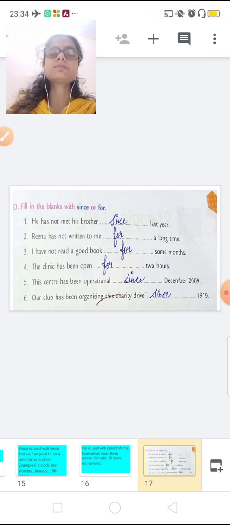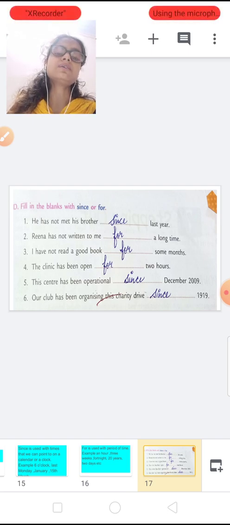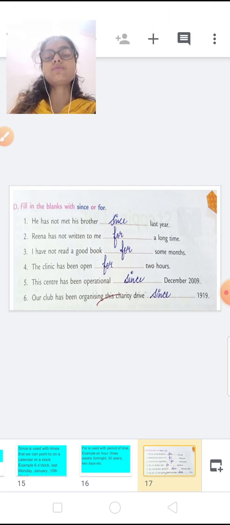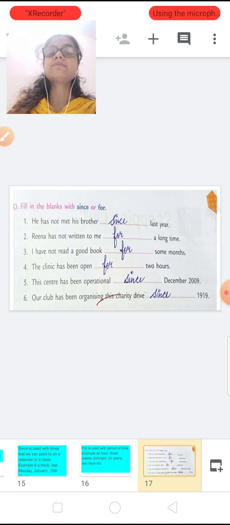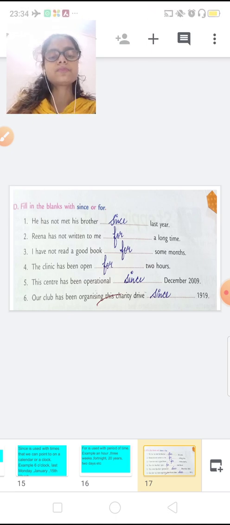Our club has been organizing this charity drive since 1990. So a very long time period. For a short period we use for, and for a very long time period we use since.